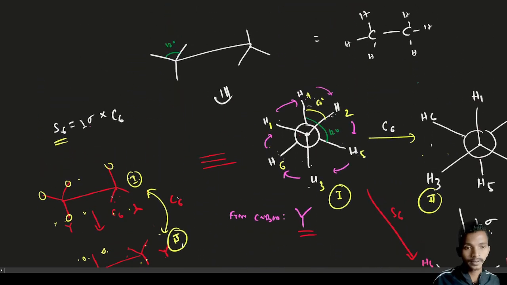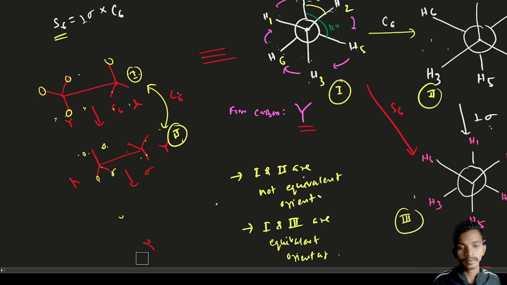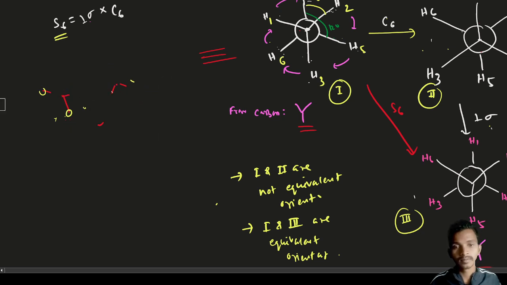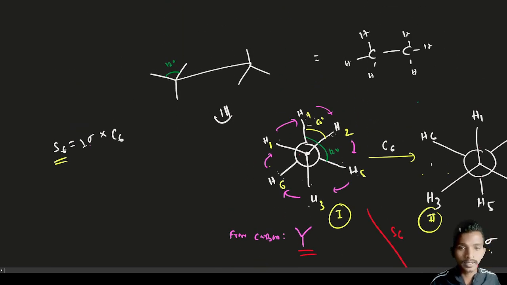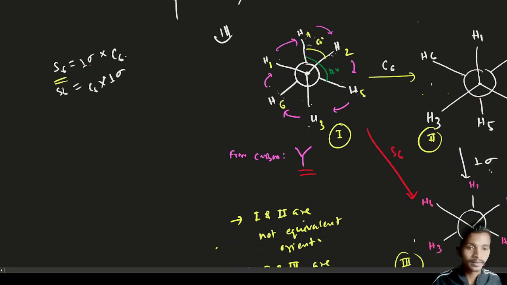So shall I erase it? I will erase it. Yes, I have to erase it because I will draw another plane. So now this is how we get S6, either this way, or you can also get S6 as a perpendicular sigma followed by C6. So now I will apply S6 here. Either we can go this way, or the other way.